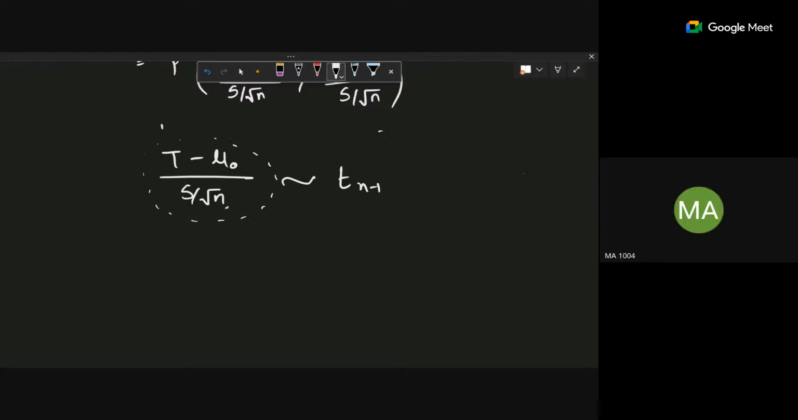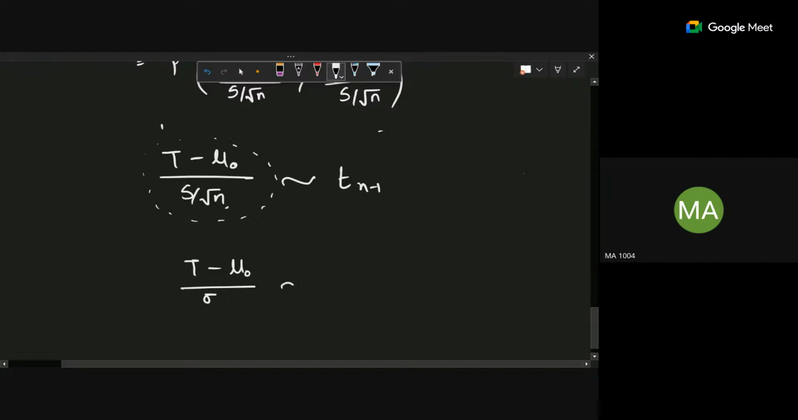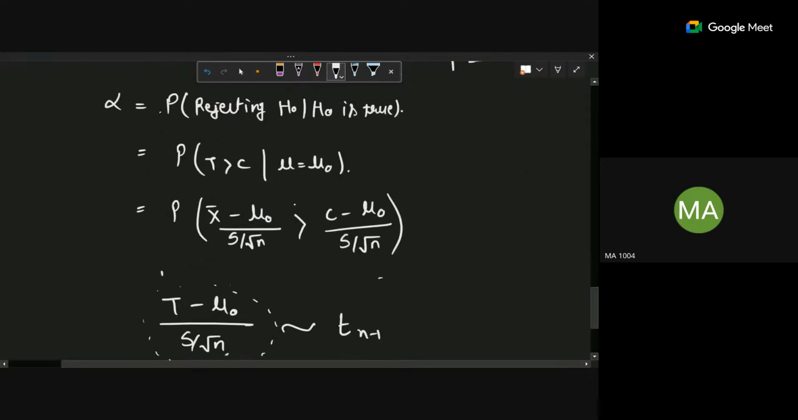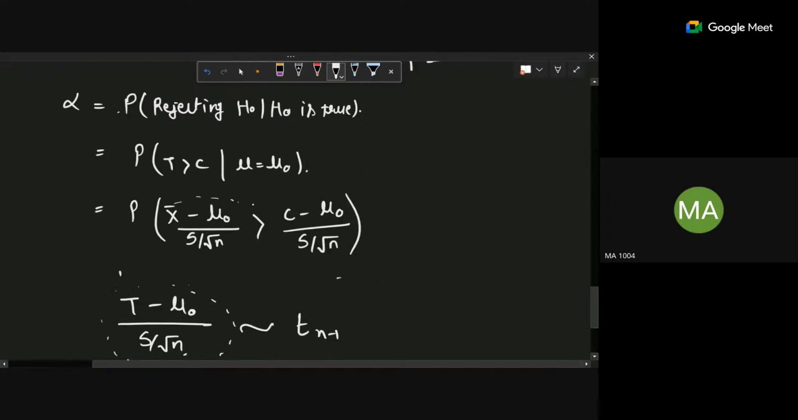Okay. So in the Z test, what we used to have was x bar minus mean upon sigma by square root n, which used to follow a normal distribution with mean 0 and variance 1, right? A Z distribution. So here again, this particular part is going to follow a t distribution with n minus 1 degrees of freedom. So we'll say this part will be equal to what? Anyone can?